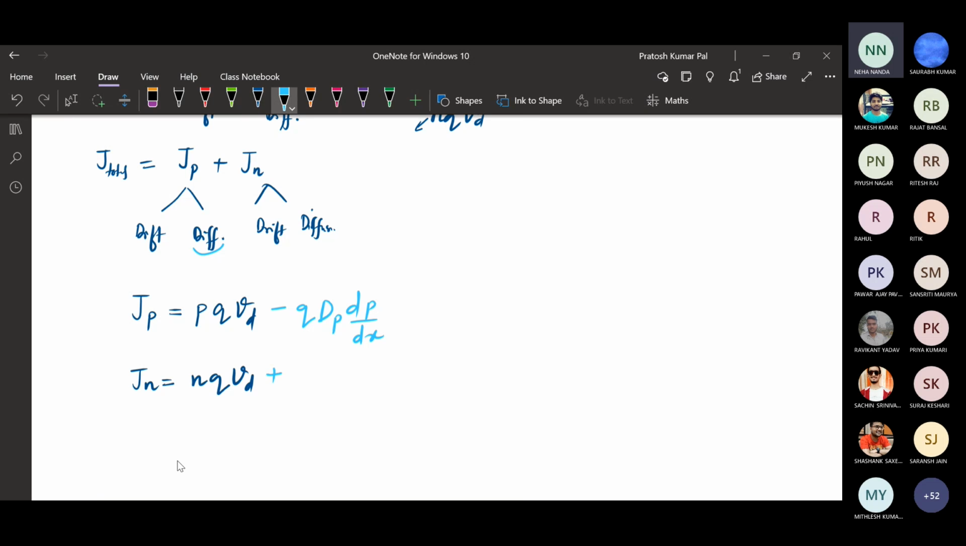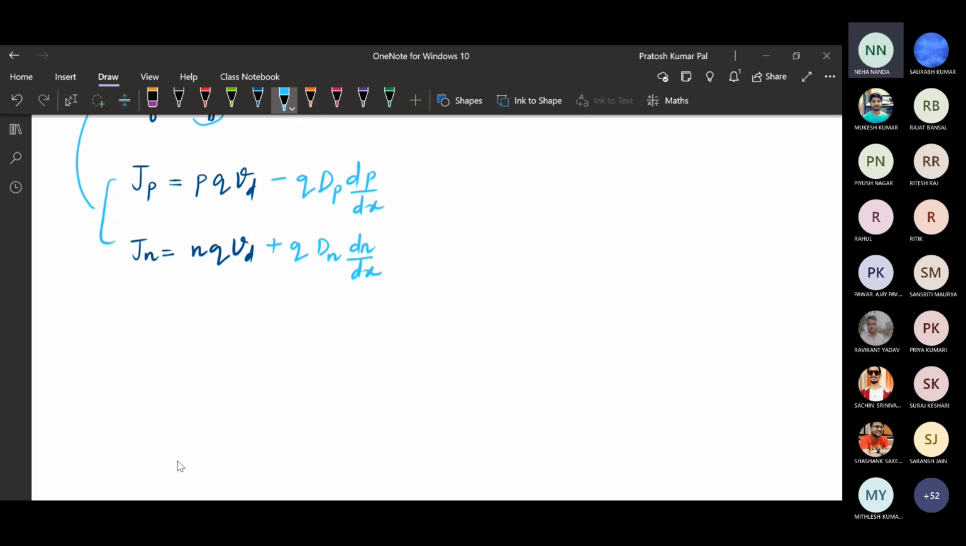In case of electrons it is q Dn dn by dx. So this was in case of holes, this is in case of electrons. This is the current density because of the holes, this is the current density because of the electrons. So by adding these two we can get the total current density, that will be the total current density because of the drift and diffusion. So overall that will be the case.